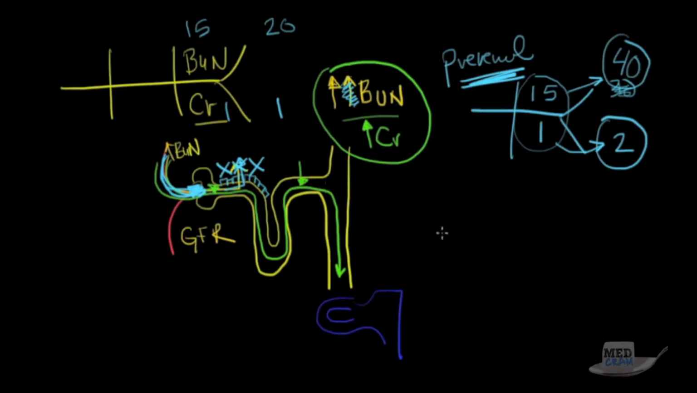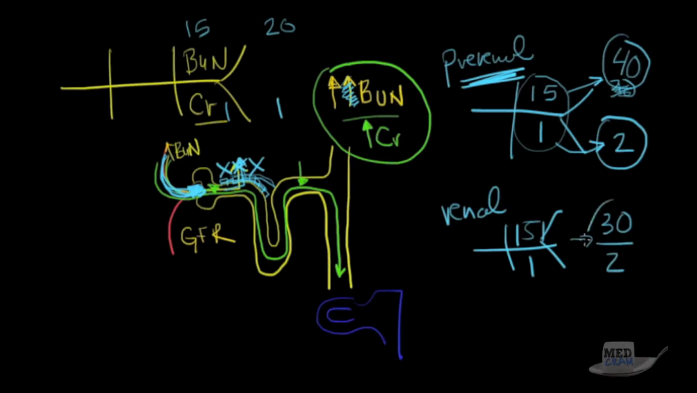Or in a renal situation, these cells are not working, and so the flow is going to be low as a result of that, but you're not going to get BUN reabsorption. Instead of being 15/1, it's going to go to 30/2, which is still the same 15/1 ratio. They're both going up, but the BUN is not going up more than the creatinine, so it still holds the same ratio.